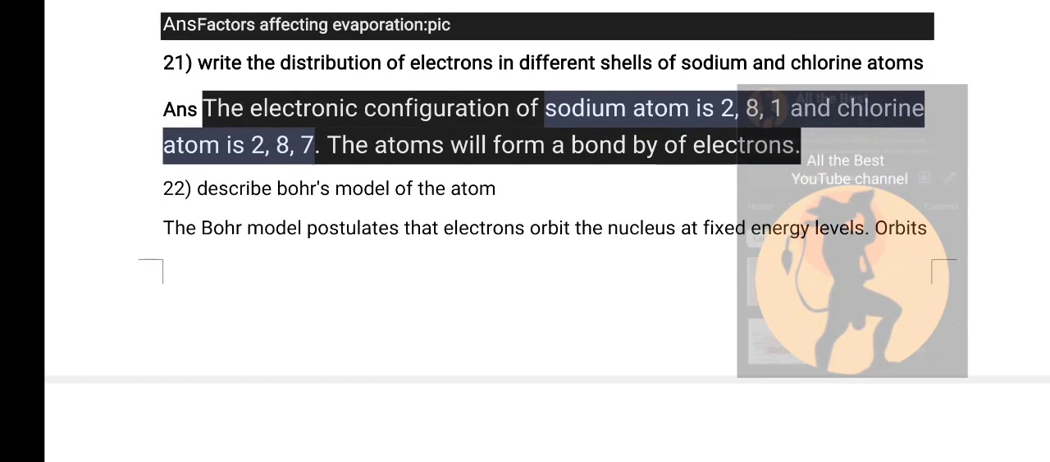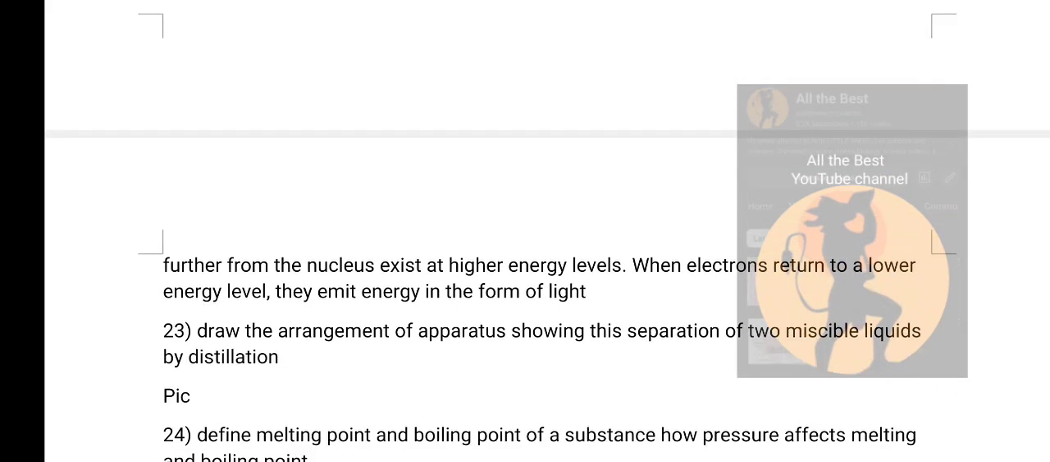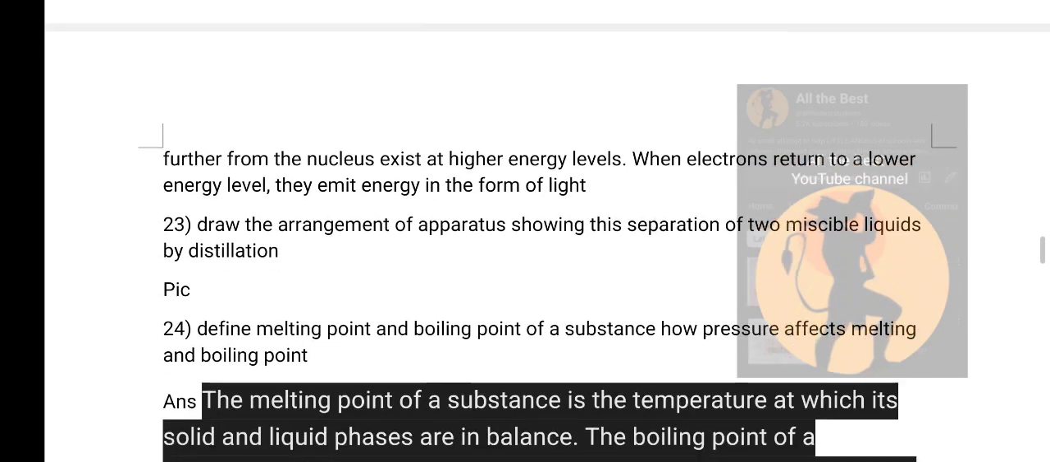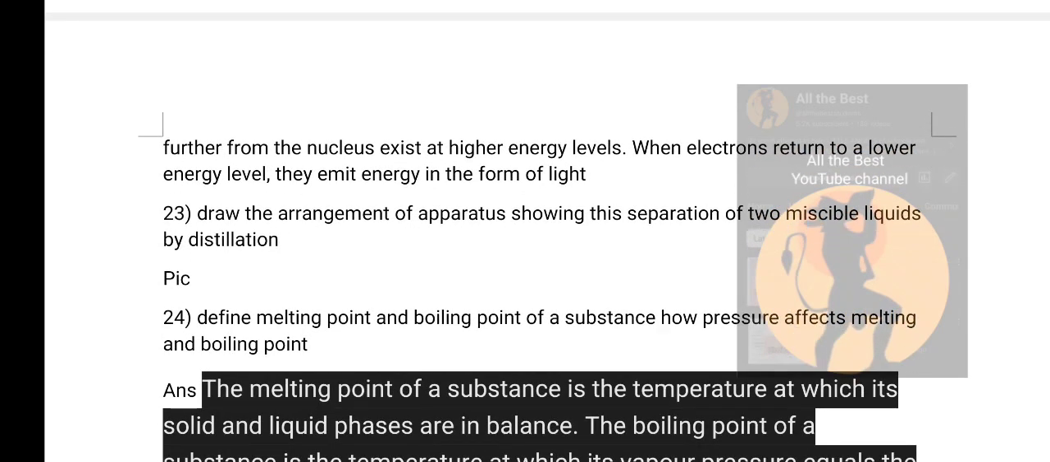Describe Bohr's model of the atom. See, Bohr's model postulates that electrons orbit the nucleus at fixed energy levels. Orbits further from the nucleus exist at higher energy levels. When electrons return to a lower energy level, they emit energy in the form of light. Draw the arrangement of the apparatus showing the separation of two miscible liquids by distillation. I have shown the picture.